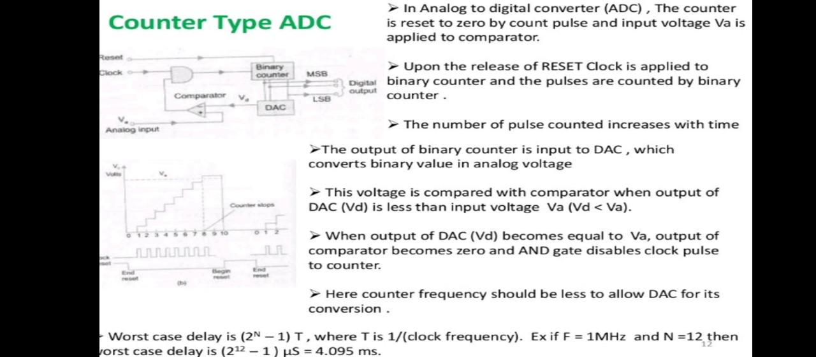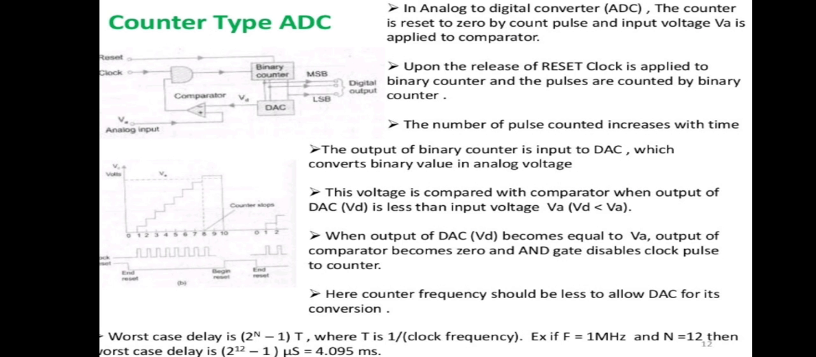Upon release of reset, the clock is applied to the binary counter and pulses are counted by the binary counter. The number of pulses counted increases with time. The output of the binary counter is input to the DAC, which converts the binary value into analog voltage. This voltage is compared by the comparator while the output of the DAC, VD, is less than the input voltage. When the output of the DAC becomes equal to VA, the output of the comparator becomes 0 and the AND gate disables the clock pulse to the counter.